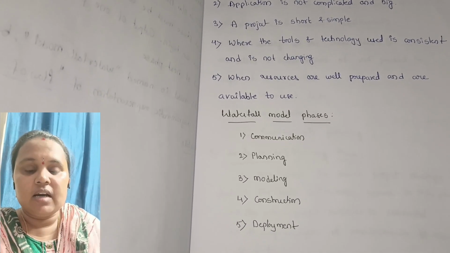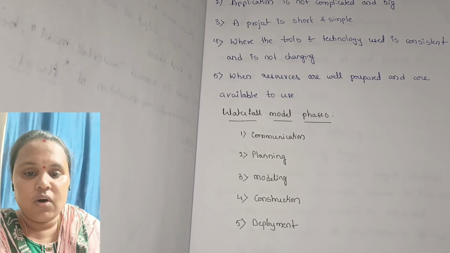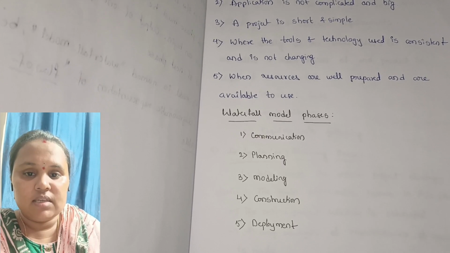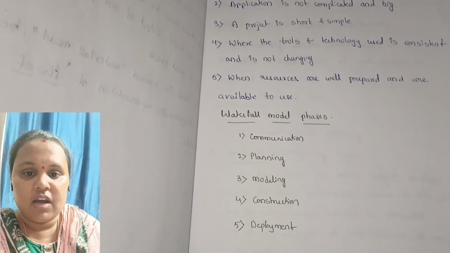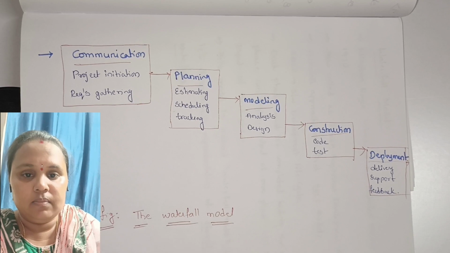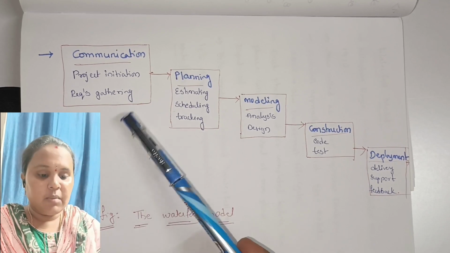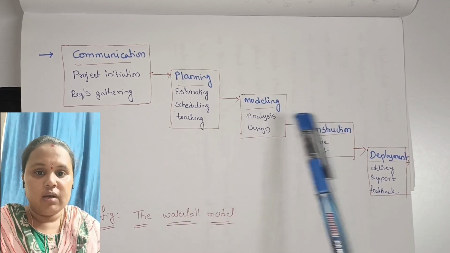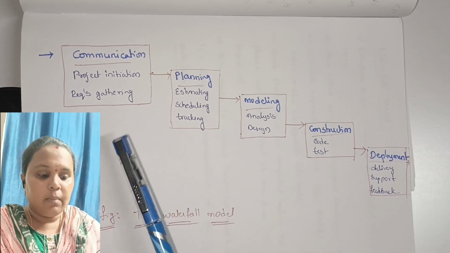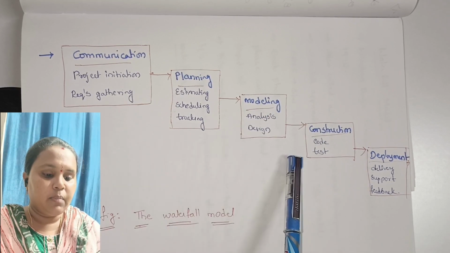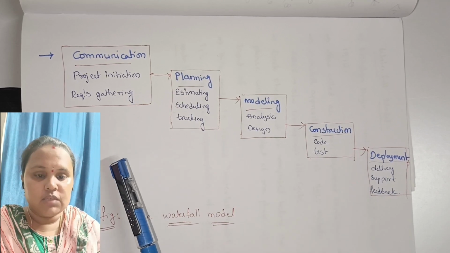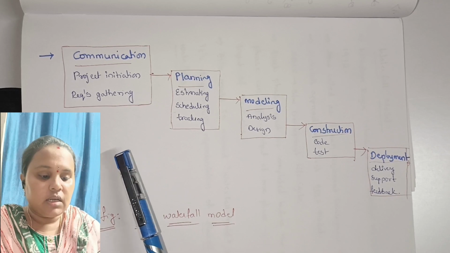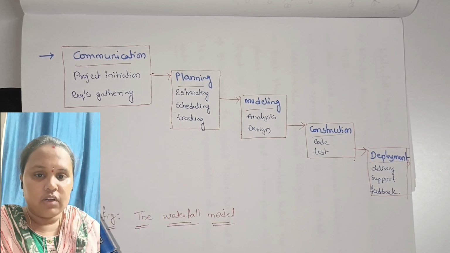Coming to the next, we'll consider the different phases of the waterfall model. There are mainly 5 phases: communication, planning, modeling, construction and deployment. Now you can see the diagrammatical representation of the waterfall model. For each phase, we are going to consider the important areas, and you can see the diagram looks like the flow of waterfalls.